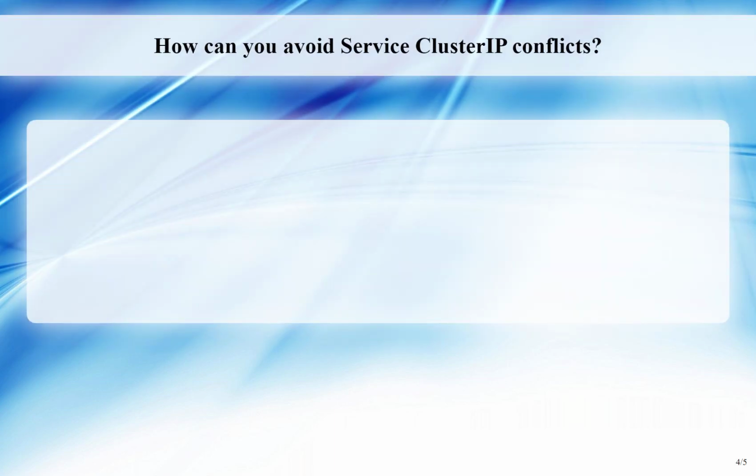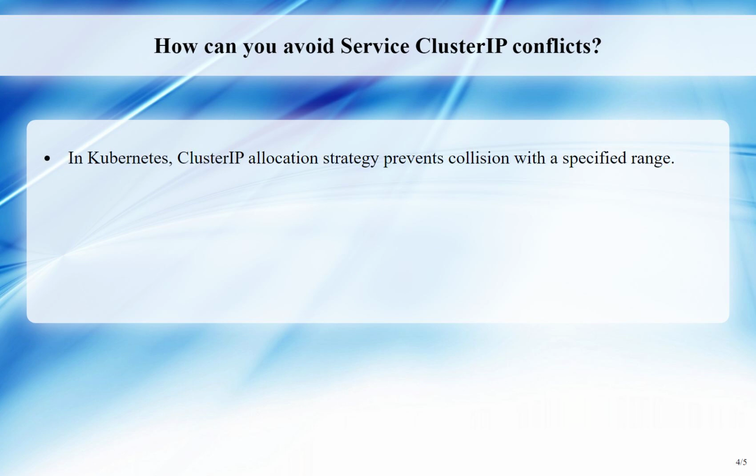How can you avoid service cluster IP conflicts? In Kubernetes, the allocation strategy for assigning cluster IPs to services minimizes the risk of collision. The cluster IP range is divided based on a formula that ensures it is never less than 16 or more than 256, with a gradual step between them.